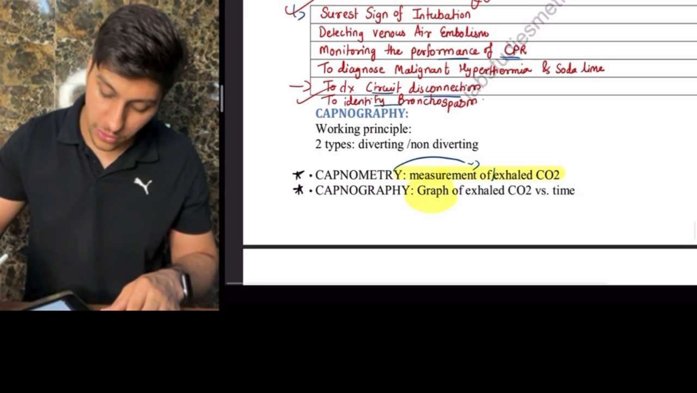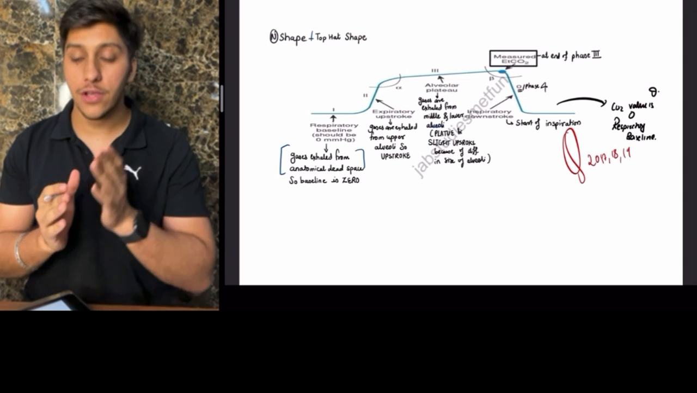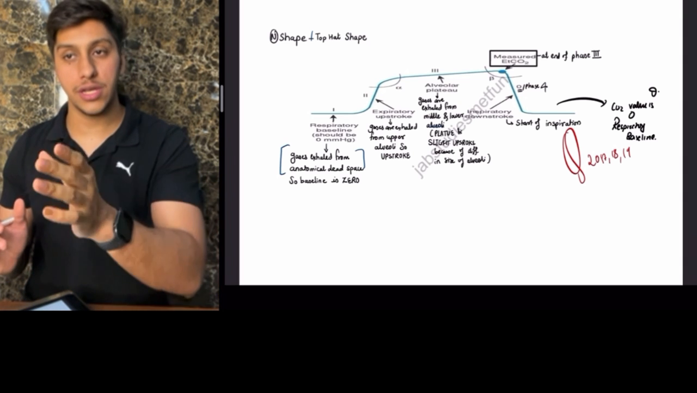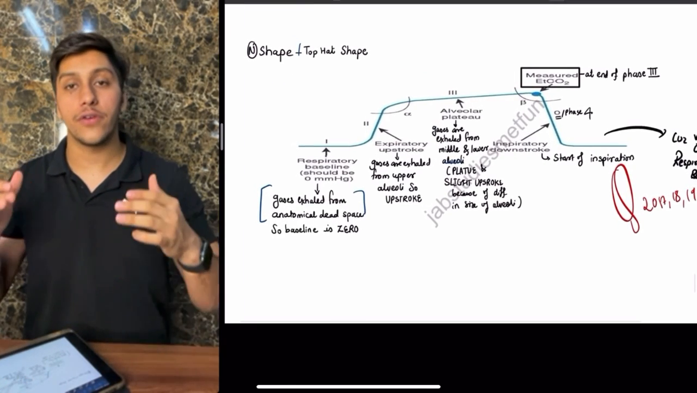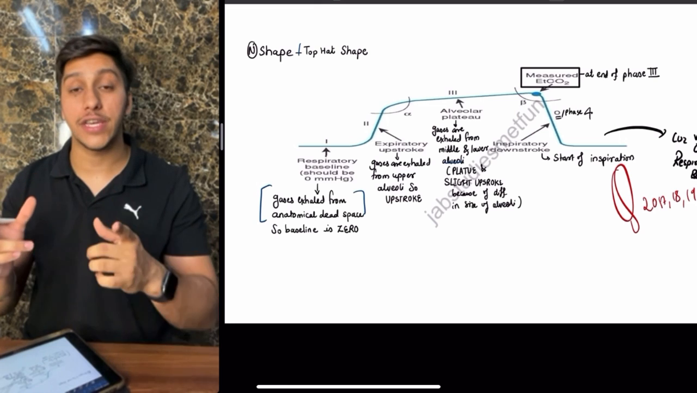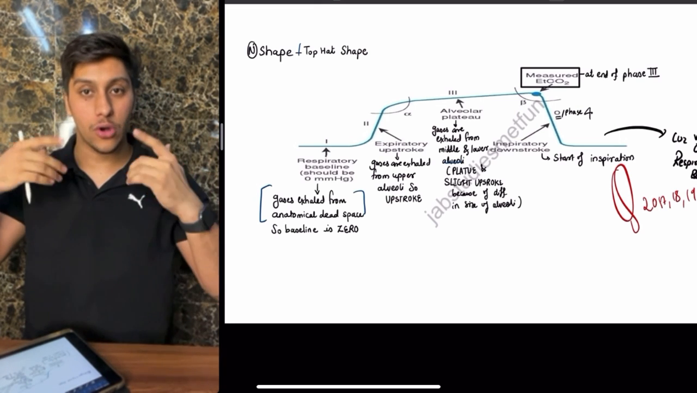Over here, guys, this is the capnography. It is like a hat shape. It has 4 phases: 1, 2, 3 and 4. Phase 4 is also known as phase 0. First thing you need to know is what this capnography is checking. It is checking exhaled carbon dioxide. So after the inhale part, now the exhale is going to come.